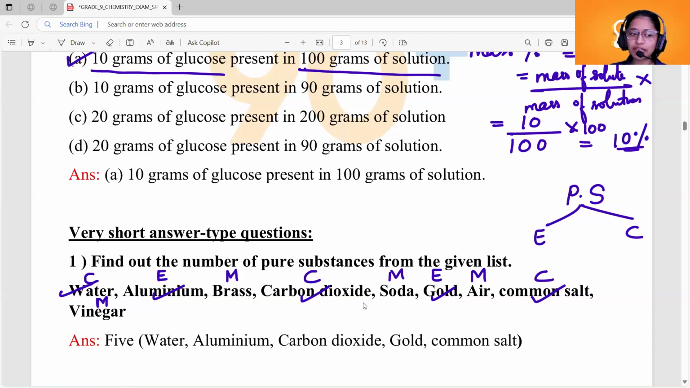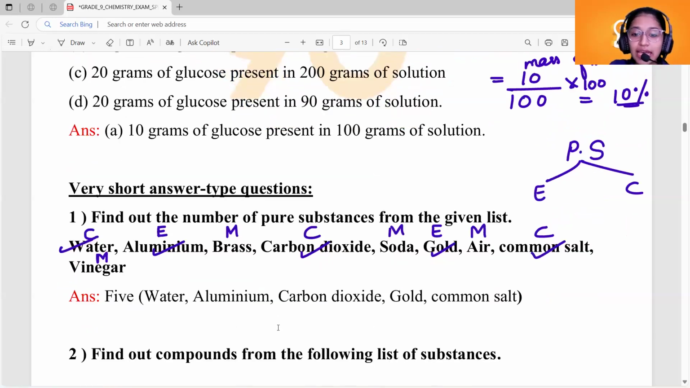Pure substances are classified into elements and compounds. So you have to pick both elements and compounds from the list and write the answer. Okay, fine. Now again, we have such a similar type question. Find out compounds from the given list of substances.